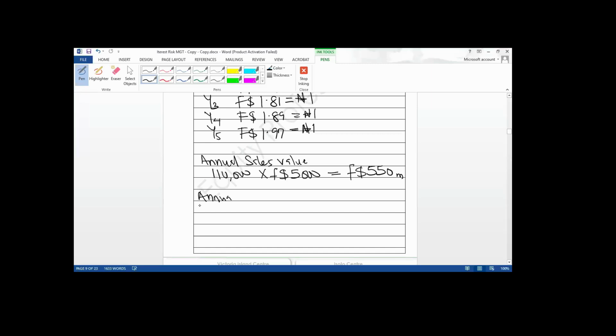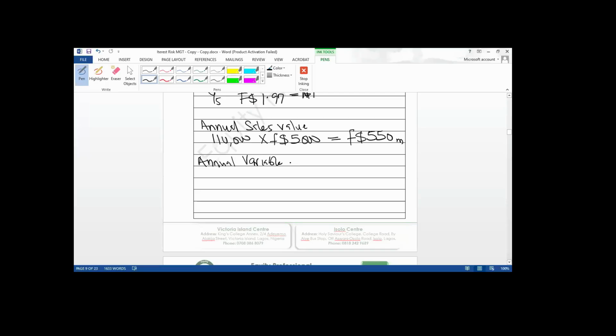Annual variable cost. We are going to produce 110,000 units in a year. Variable cost per unit, F dollar 2,000. That will give us F dollar 220 million.